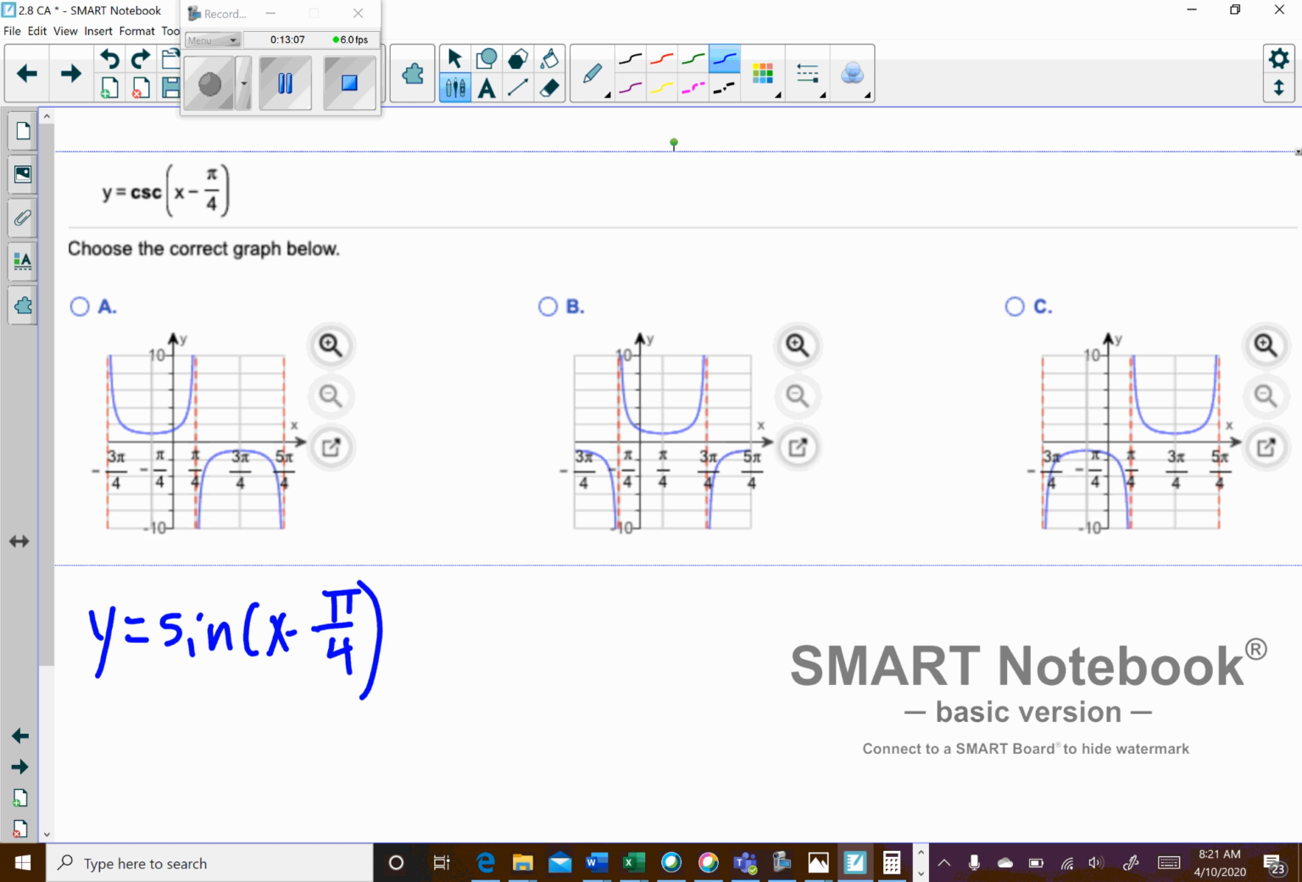Okay. So once again, we're going to look at the unit circle here. So sine goes from 0 to 1, back to 0, then to -1, and then to 0.